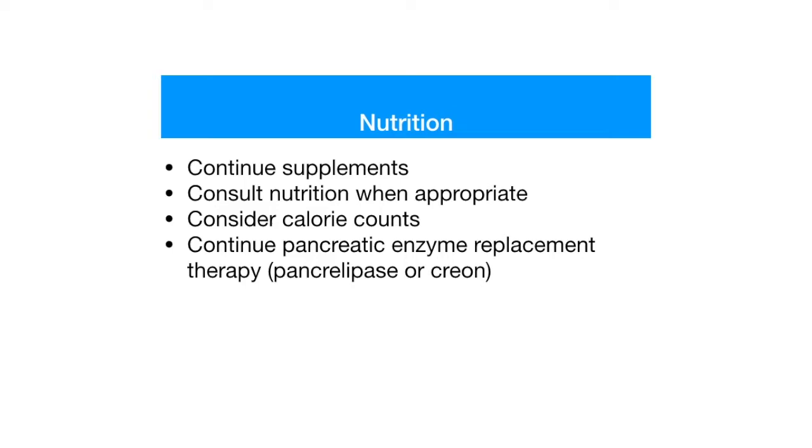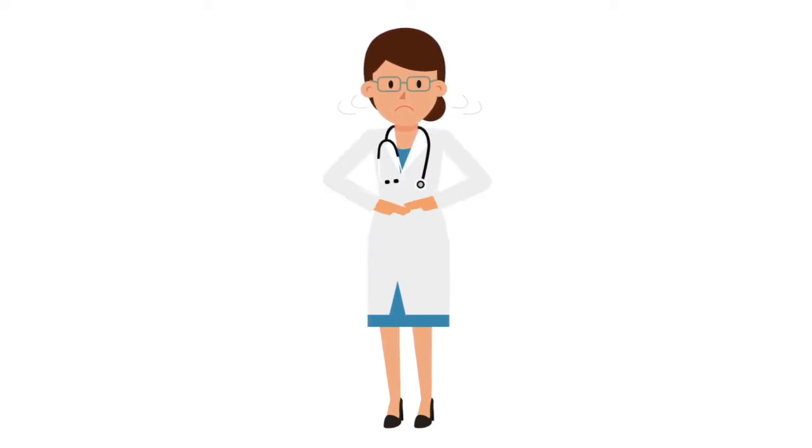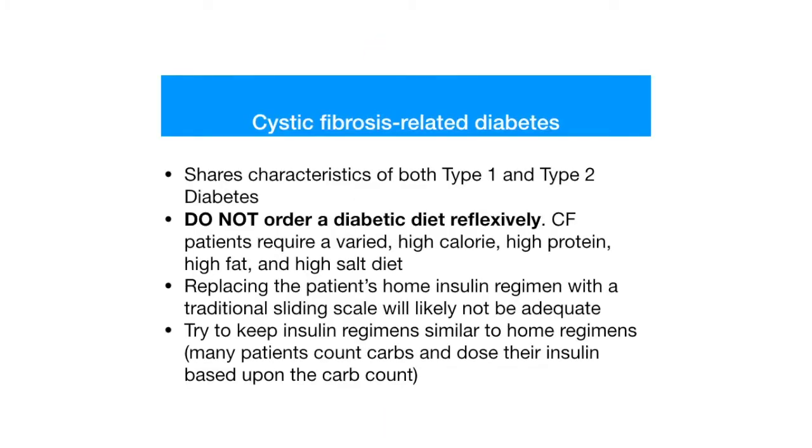Continue prescribing patients their pancreatic enzyme replacement therapies. For individuals with CF-related diabetes, do not order a diabetic diet and traditional sliding scale insulin reflexively. CF-related diabetes is different from type 2 diabetes. You are probably used to reducing insulin doses and converting mealtime insulin to sliding scale for most of the diabetic patients you see. For CF patients that are able to tolerate full meals and are receiving nutritional supplementation, it's best to keep them on a very similar insulin regimen to what they do at home. If you're not sure what that is, ask them.